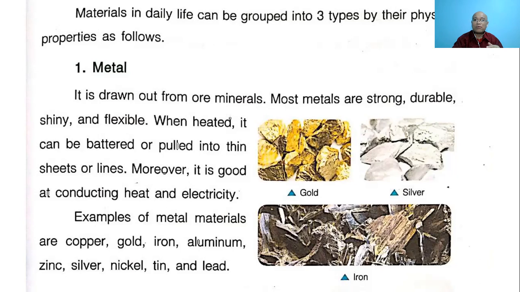Now, when heated, the metal can be battered or pulled into thin sheets or lines. Moreover, it is good at conducting heat and electricity. Now, examples of metal materials are copper, gold, iron, aluminum, zinc, silver, nickel, tin, and lead.